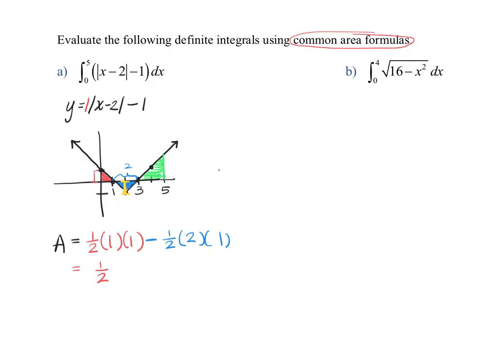So it doesn't matter which way you do that. So 1/2 times 2 times 1 will end up with a 1. So this will be 1/2 minus 1. Again, regions that are below the x-axis are going to be considered negative area.